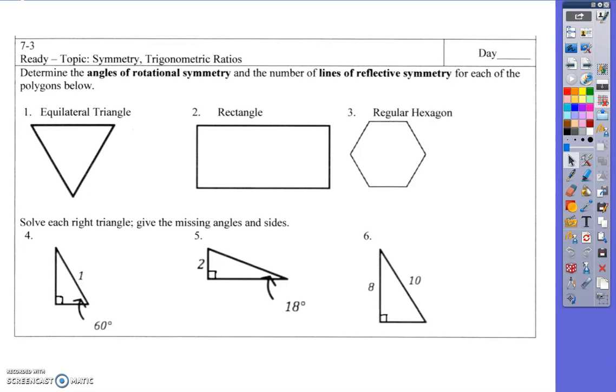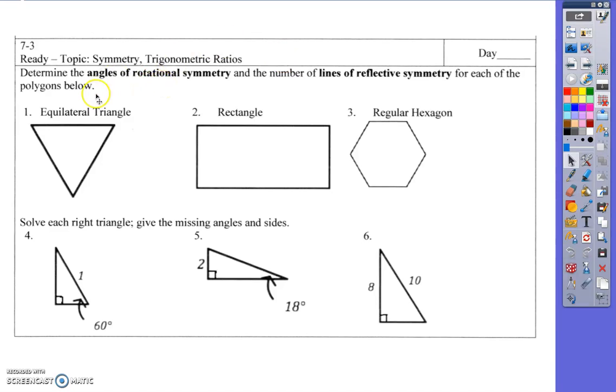Okay, so our homework today for 7.3 is about equilateral triangles, rectangles, and hexagons, but I'm looking at that and it doesn't make any sense, so I guess I better read the instructions, which say determine the angles of rotational symmetry, which we talked about in yesterday's warm-up, and the number of lines of reflective symmetry for each of the polygons below. So let's make sure we understand these bolded words.